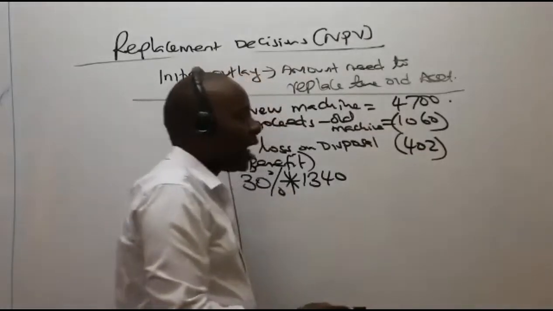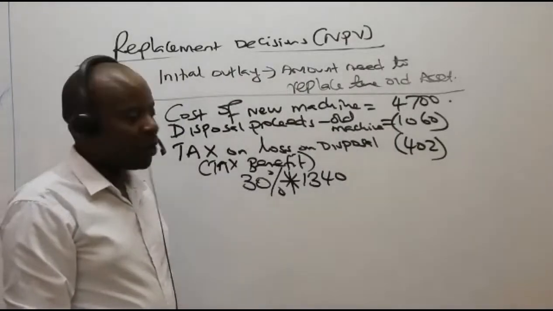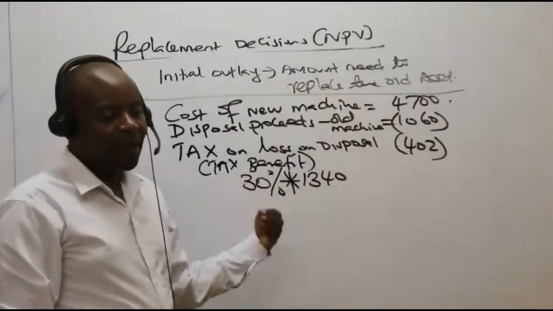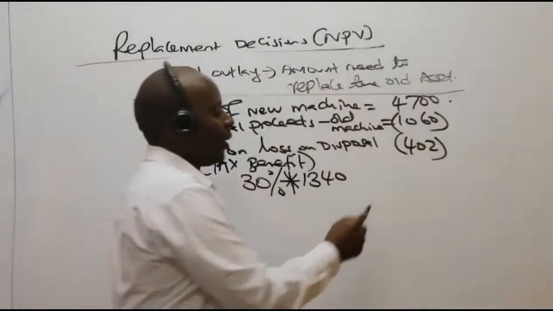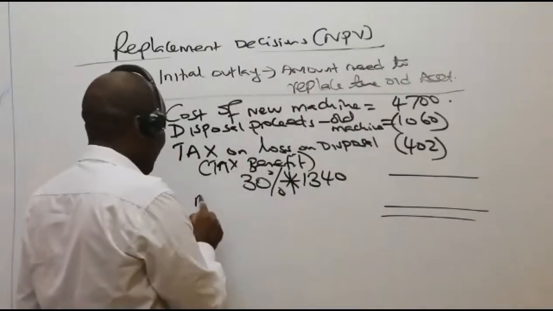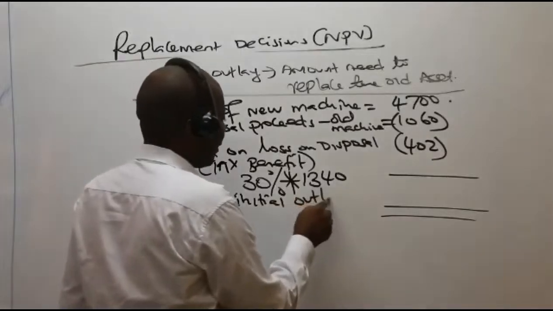Because we are comparing these two payments and this is a benefit, ladies and gentlemen, I'll be required to subtract, because we took the outflow to be positive. So the inflows must be negative. So in this case, could you come here and tell me what the net initial outlay will be?